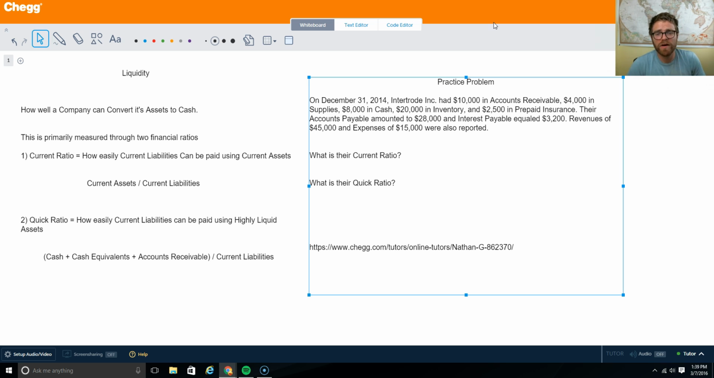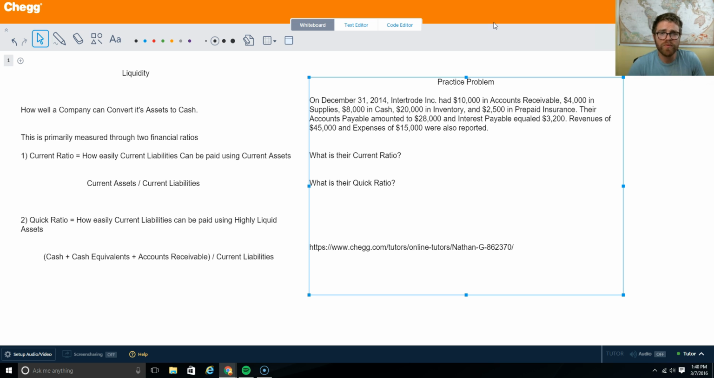Today we're going to be talking about liquidity. Now, what is liquidity? I'm sure you've heard that word before, liquid. Well, in accounting, it means how easily can an asset be converted into cash. The more easily it can be converted, the higher the liquidity.